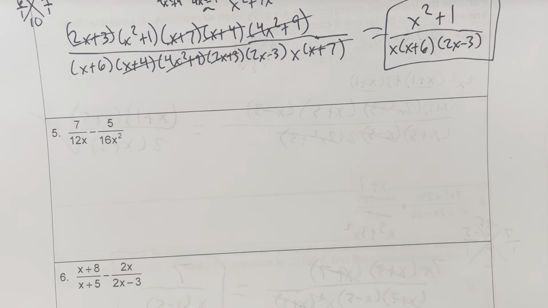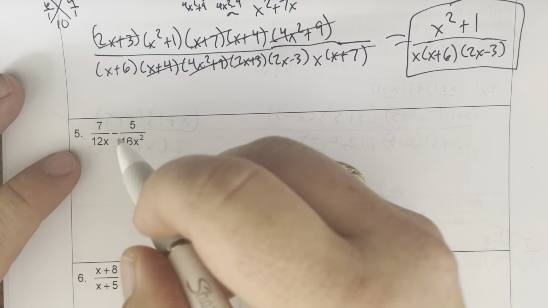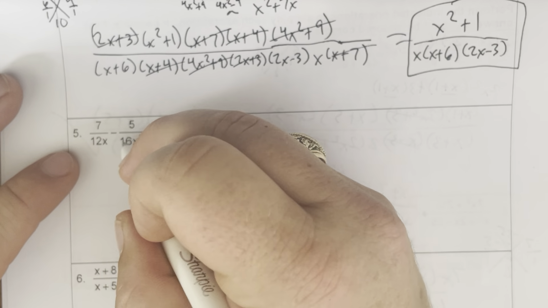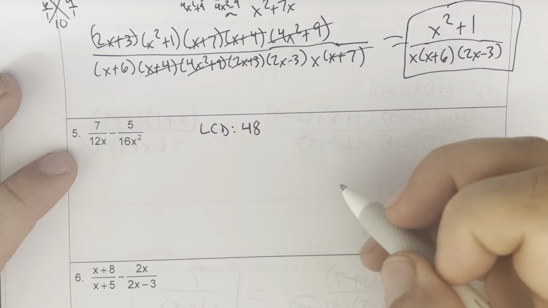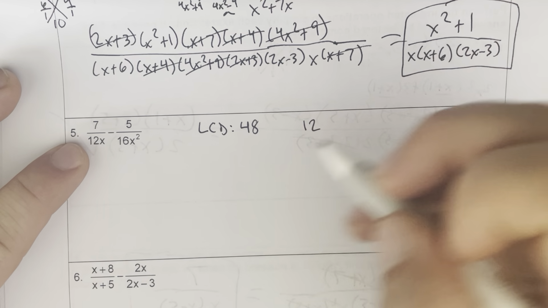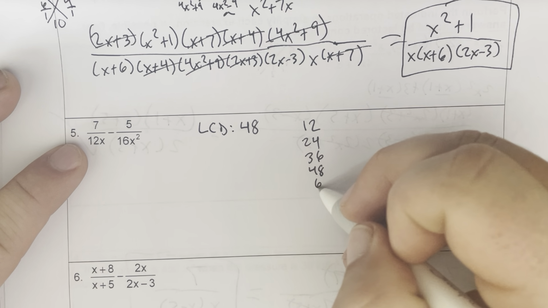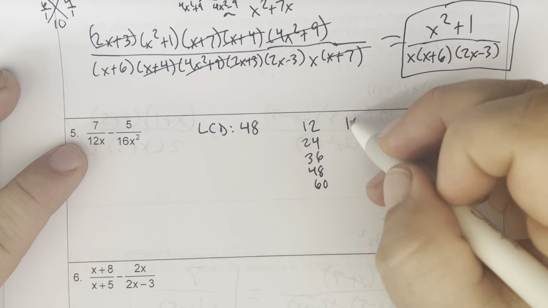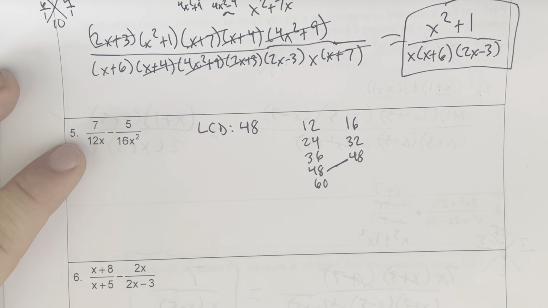And now we're moving into subtraction. With addition and subtraction, we do have to find the least common denominator. So between 12 and 16, they both go up to 48. If you needed help, you could list out the multiples of these numbers. So 12, 24, 36, 48, 60, and so on. 16 would go 16, 32, 48, and there we go. That's where they first meet.